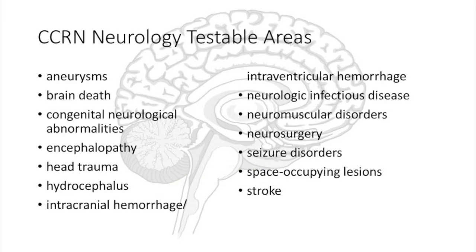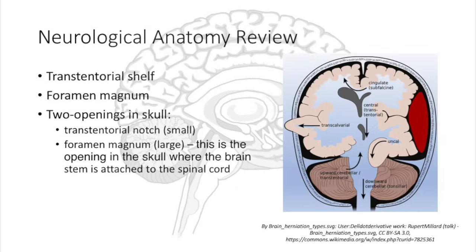The neurology section on the CCRN tests contains a lot of testable areas, such as aneurysms, brain death, congenital neurological abnormalities, encephalopathy, all the way down to stroke. Starting off with anatomy review, there are two things you need to know on the CCRN test: the transtentorial notch and the foramen magnum. These are two openings in the skull. You need to really understand what those openings are there for and what happens when the brain herniates through one or the other or both.